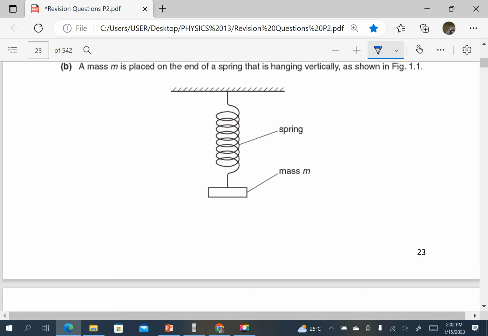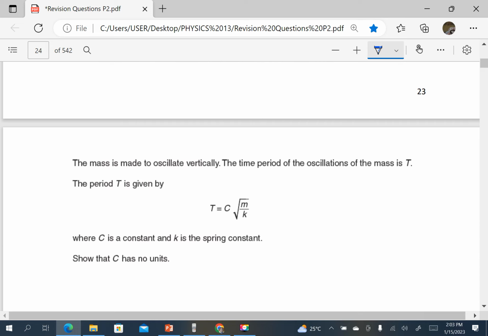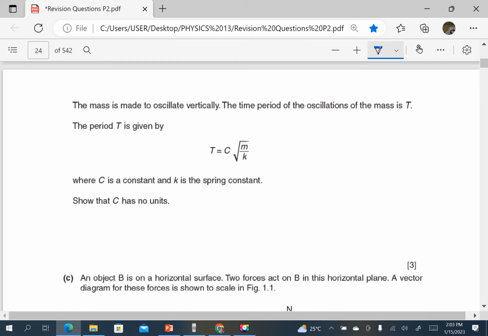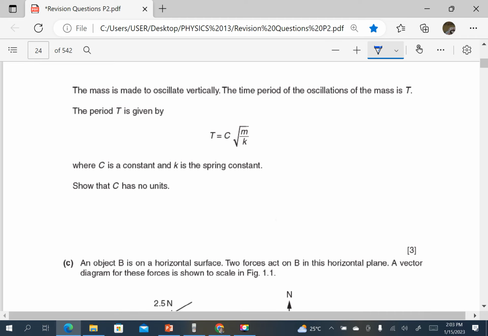A mass M is placed on the end of a spring that is hung vertically as shown here. The mass is made to oscillate vertically. The time period of the oscillations of the mass is t. The period t is given by that expression where c is a constant and k is a spring constant. Show that c has no units.